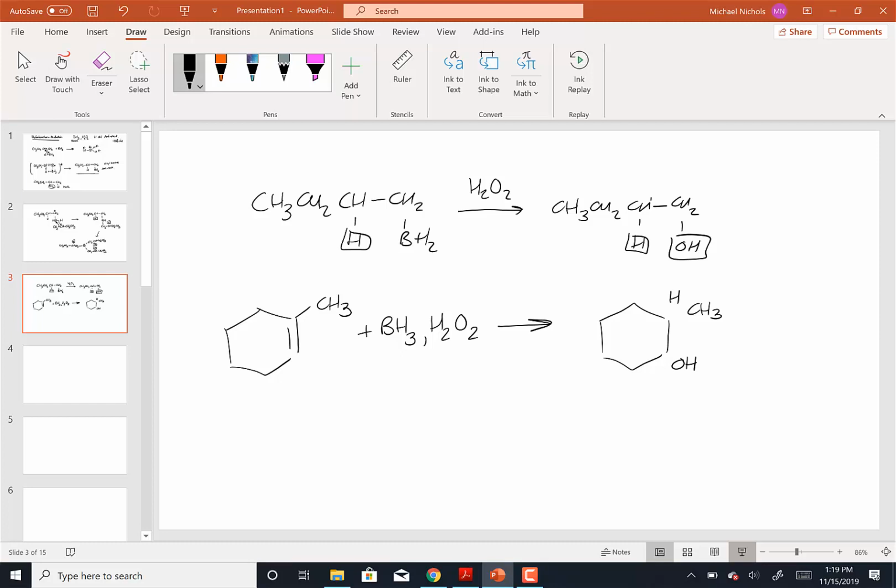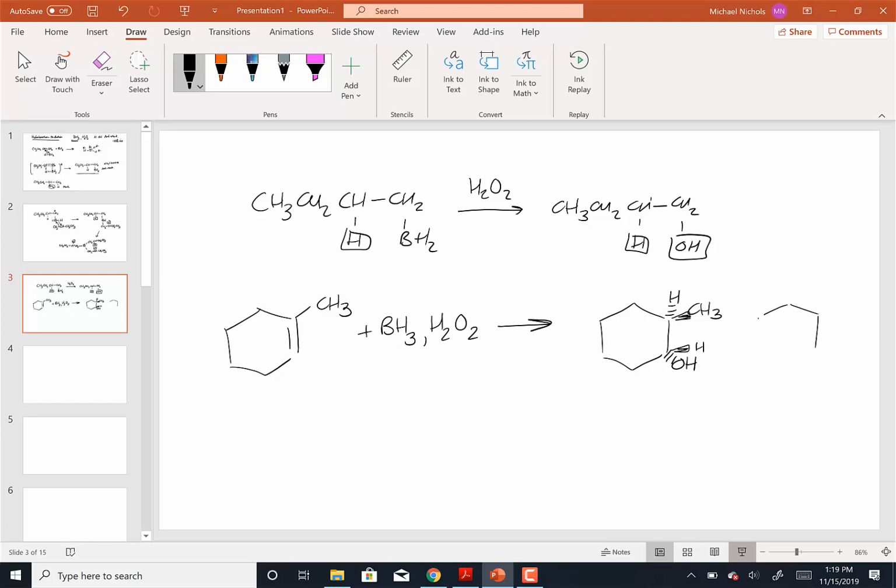So if I'm just writing the product, I'm going to write in my H and OH. Now I'm going to put in the bold and dashed wedges to indicate that the hydrogen did indeed add 100% cis. And then the methyl group goes on a bold wedge because that's what's left over. And then down here there would be a hydrogen on the bold wedge. So this would be the major product of the reaction.